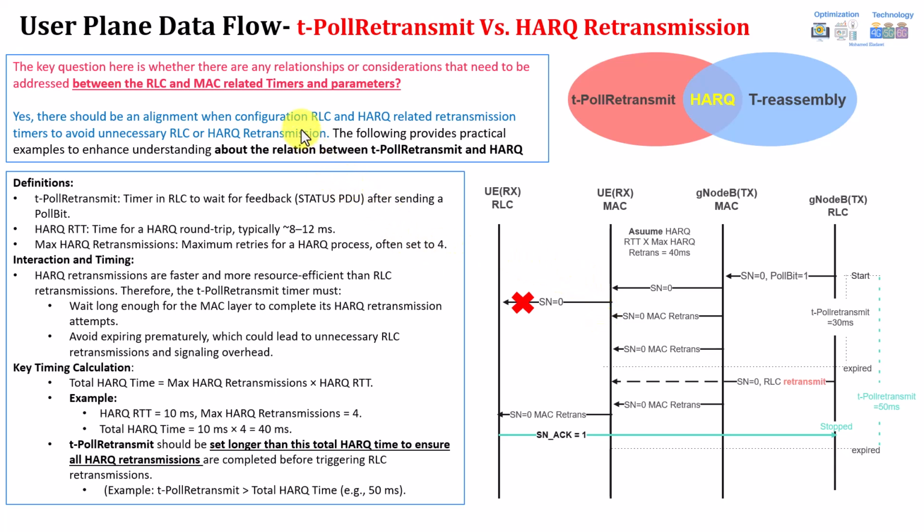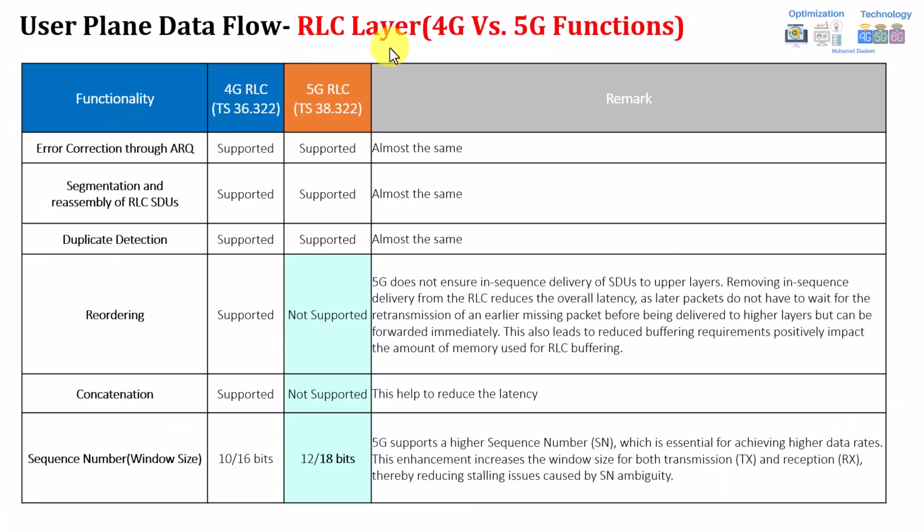Now let's go to the next part about the differences between 4G and 5G. Here, just quickly recap the difference, in case you don't know about it, between the RLC in 4G and 5G functionality. Okay, retransmission is supported by both of them, no change. Segmentation and reassembly also by both, duplication detection by both.